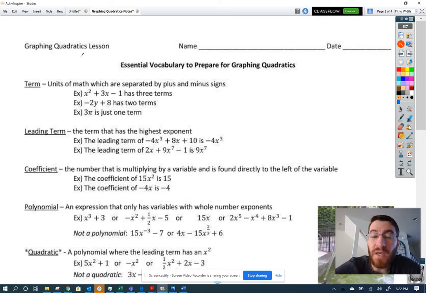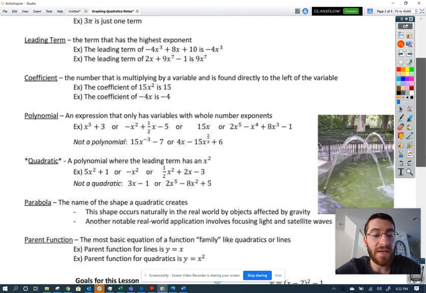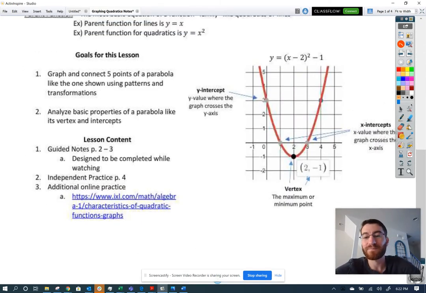Before we begin, you should actually pause this video and take a moment to review this essential vocabulary that will help you prepare for our graphing quadratics lesson. And once you're ready, then you can unpause and you can join us back in our lesson.